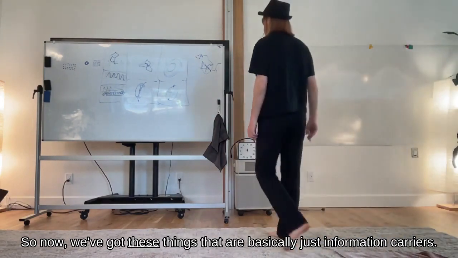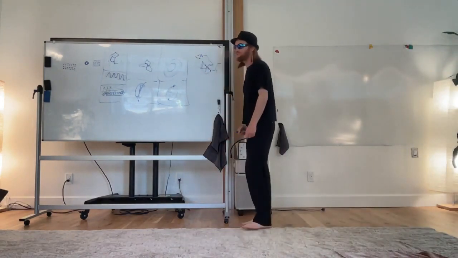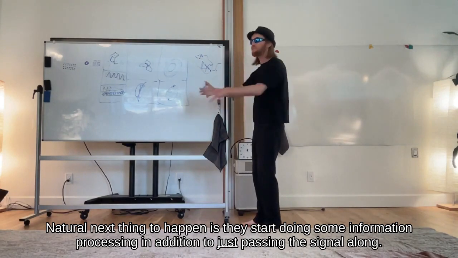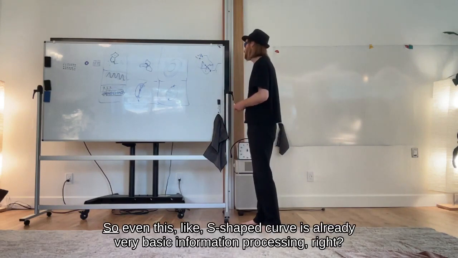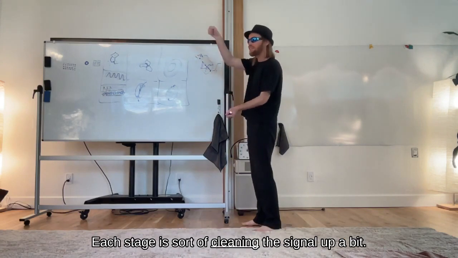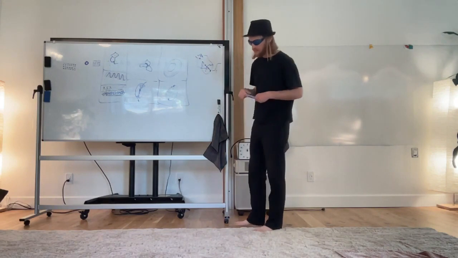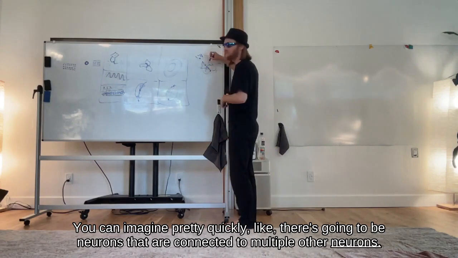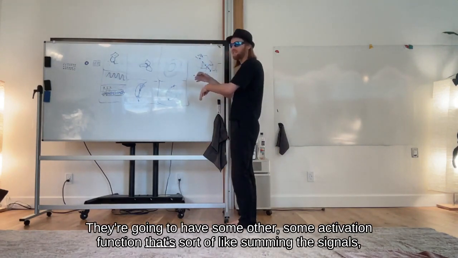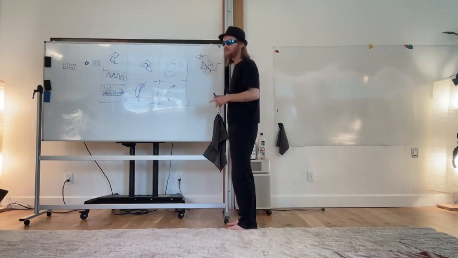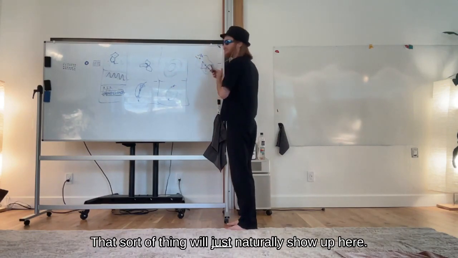So now we've got these things that are basically just information carriers. The natural next thing to happen is they start doing some information processing in addition to just passing the signal along. Okay. So even this S-shaped curve is already very basic information processing, right? At each stage it's sort of cleaning the signal up a bit. Yep. You can imagine pretty quickly, there's going to be neurons that are connected to multiple other neurons, and they're going to have some activation function that's conceptually summing the signals from the different neurons. That sort of thing will just naturally show up here.